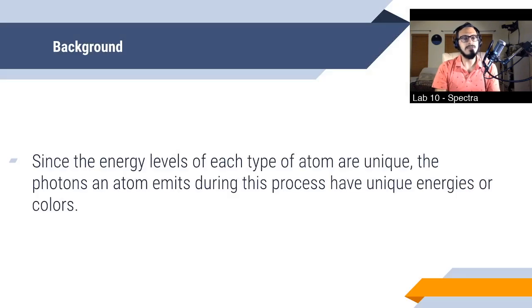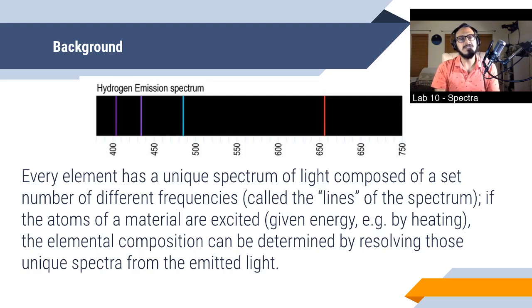Since the energy levels of each type of atom are unique, the photons an atom emits during this process have unique energies or colors. Every element has a unique spectrum of light composed of a set number of different frequencies, called line spectrum. If the atoms of a material are excited, given some energy, for example, by heating, the elemental composition can be determined by resolving those unique spectra from the emitted light. Here we see the hydrogen emission spectra, so we see the hydrogen lines of the spectrum.